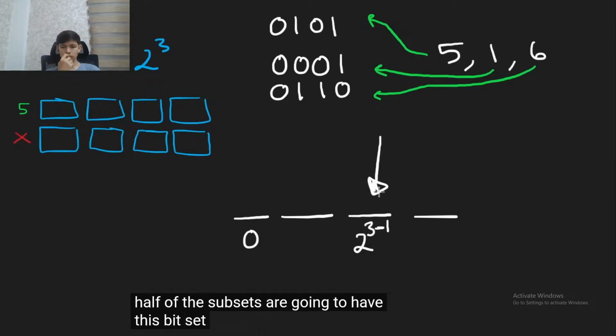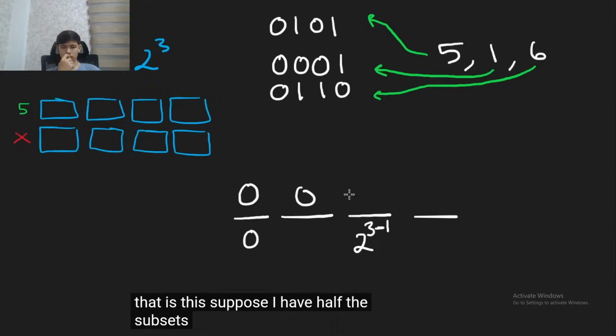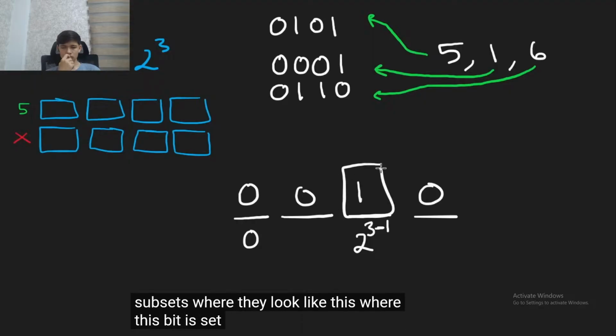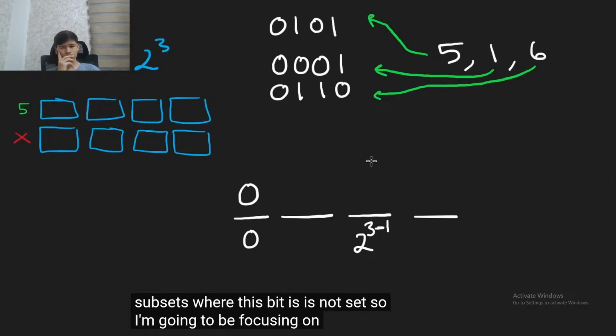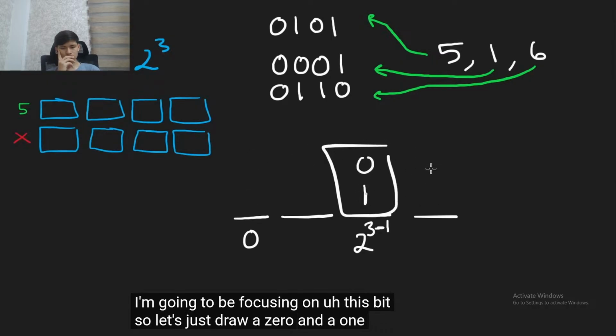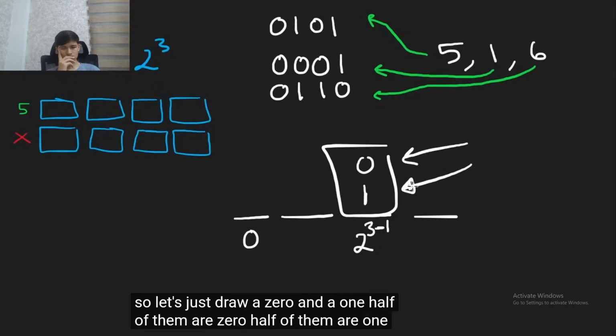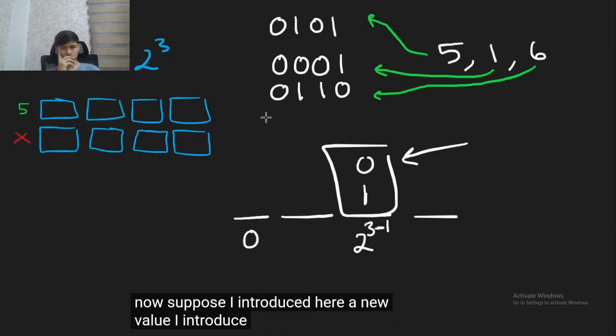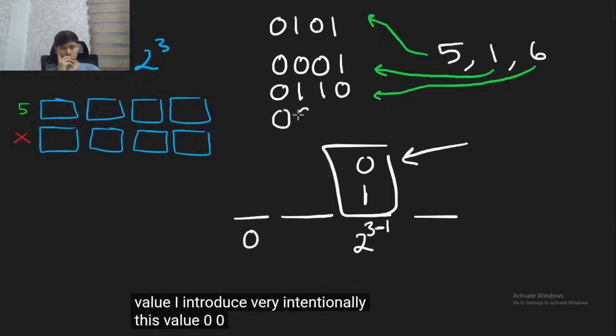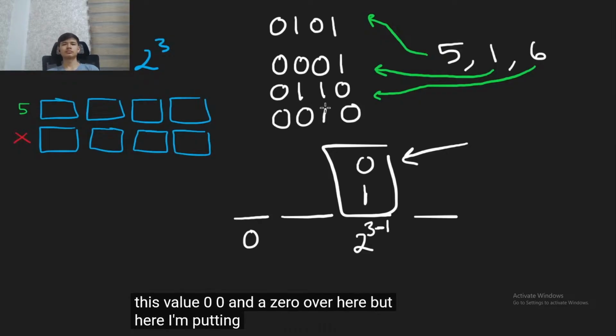Okay, now's the part where it's going to get really interesting, and that is this. Suppose I have half the subsets where this bit is set, and I have half the subsets where this bit is not set. So I'm going to be focusing on this bit. So let's just draw a 0 and a 1. Half of them are 0, half of them are 1. Now suppose I introduced here a new value. I introduce very intentionally this value 0, 0, and a 0 over here, but here I'm putting a 1. Suppose I did that.